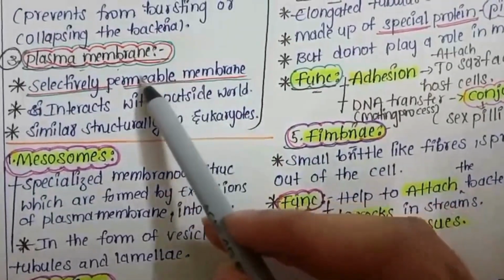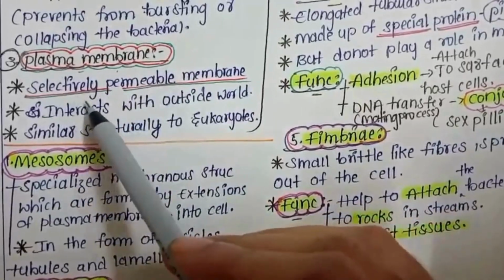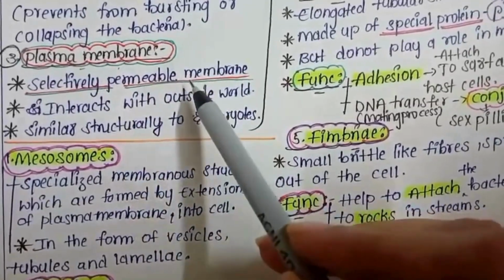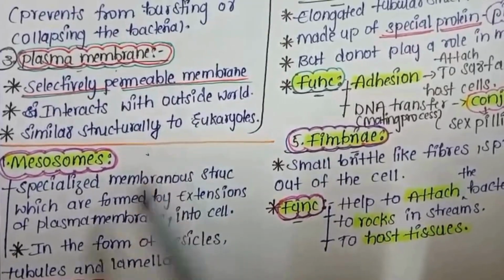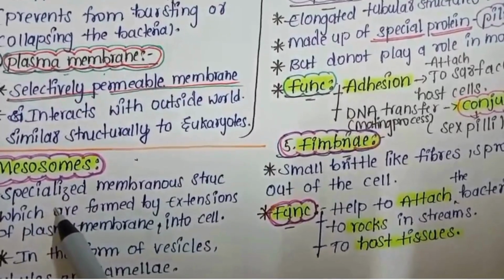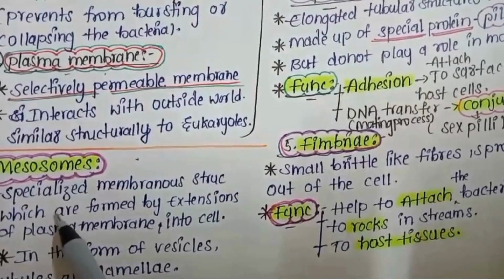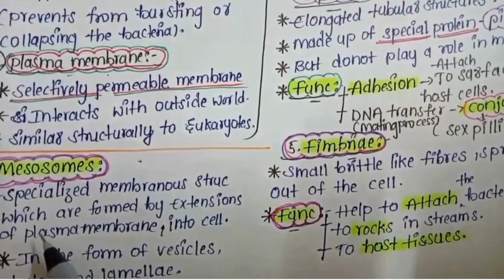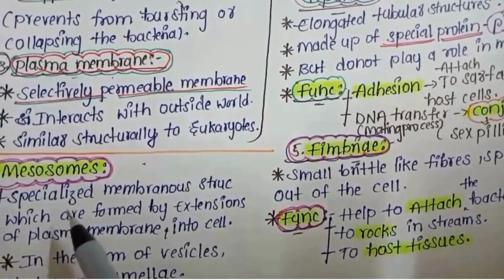Let's discuss the plasma membrane of the bacteria. As we all know, it is a selectively permeable membrane, so it interacts with the outside world. It is structurally similar to that of eukaryotes. Here, mesosomes are specialized membranous structures of the plasma membrane, formed by extensions of the plasma membrane into the cells in the form of vesicles or tubules, which help in DNA replication.